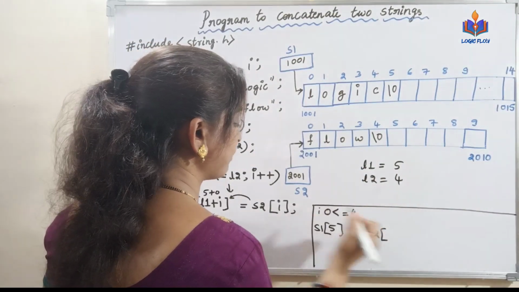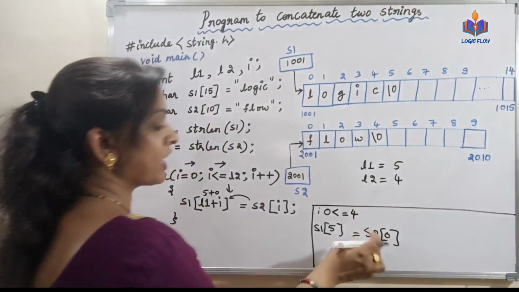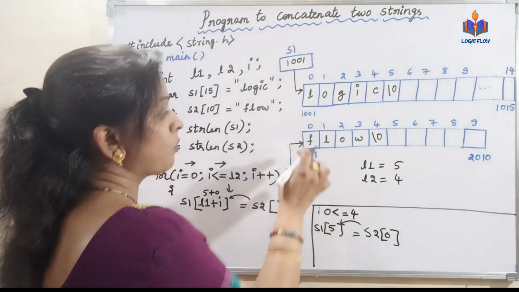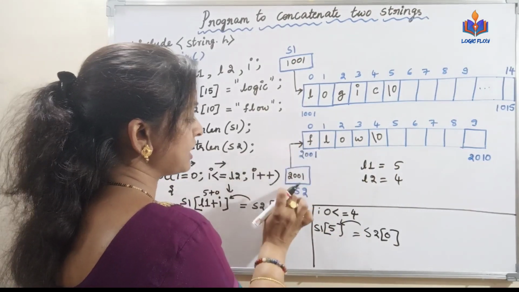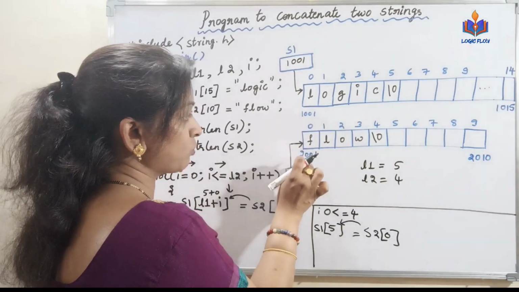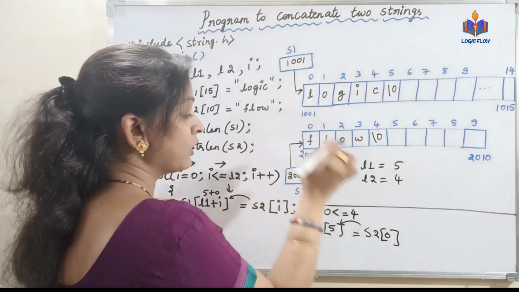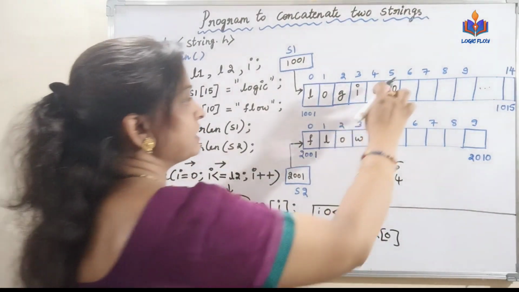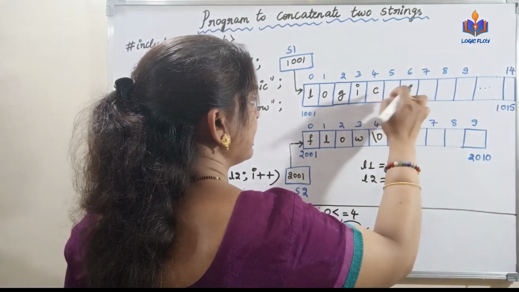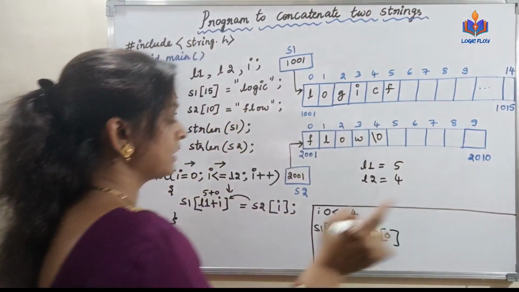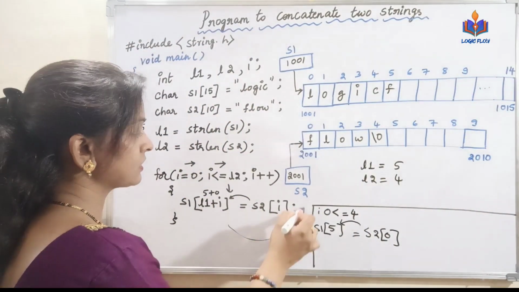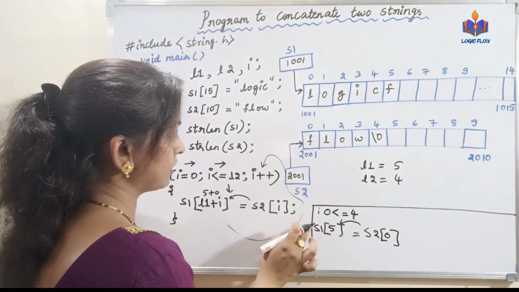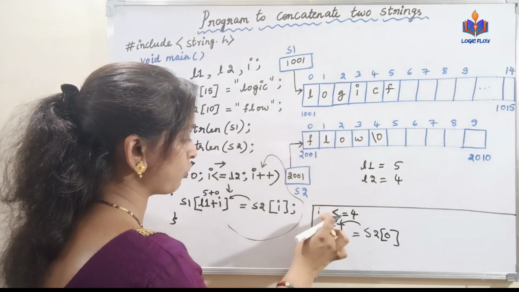This is what the I value, 0. So S2 of 0 to be shifted to S1 of 5. What is S2 of 0? S2 is pointing to 2001. Of 0 means F. That I need to transfer to S1 of 5. So at 5 here I'll get F. Right? Then again the loop progresses. I gets increased. So let me change the value here itself. I becomes 1.